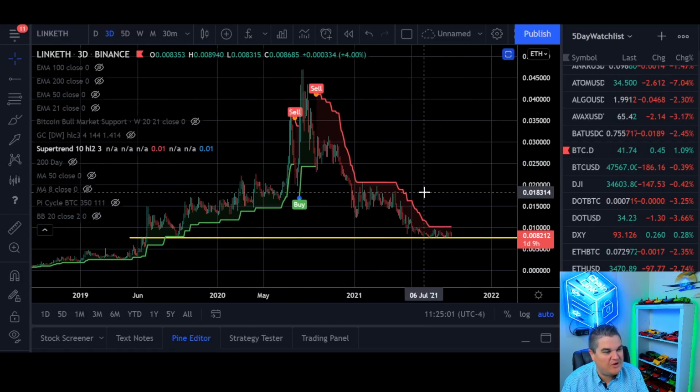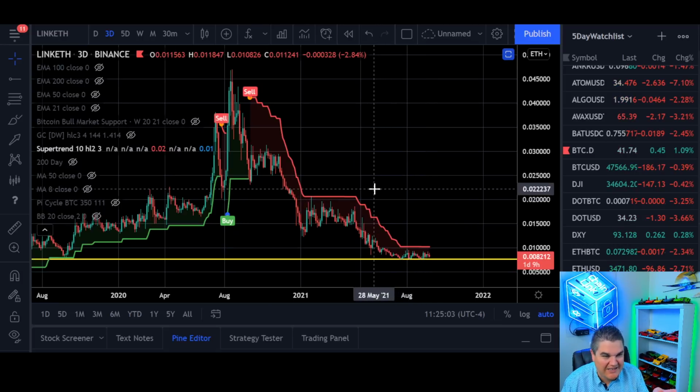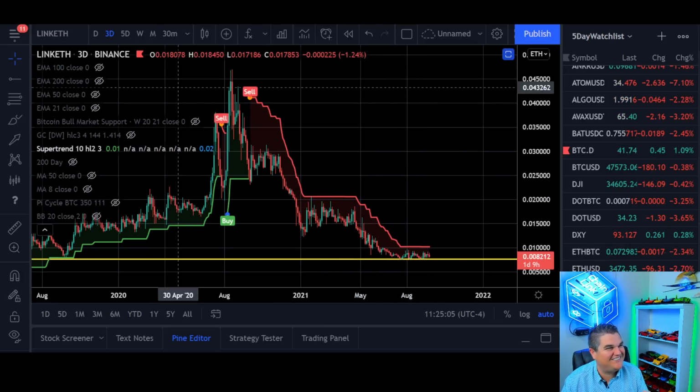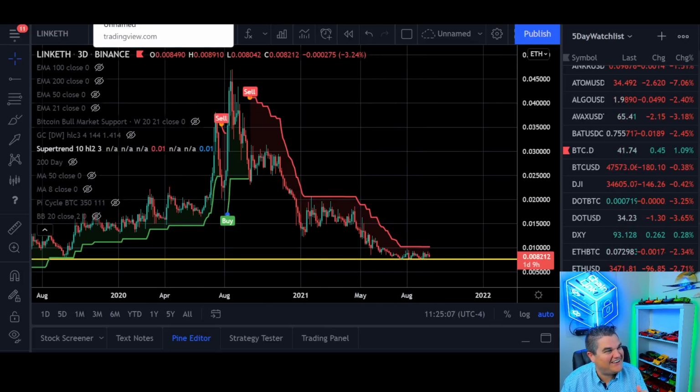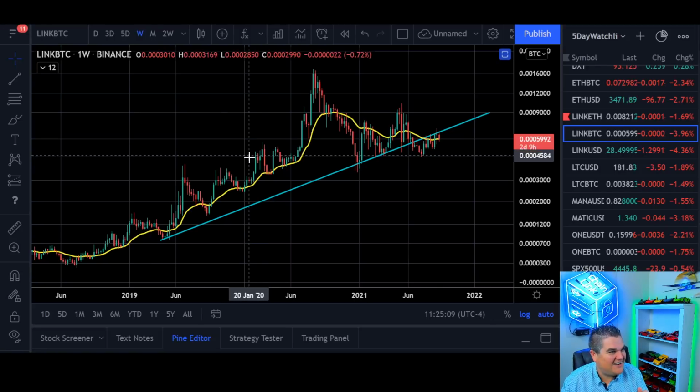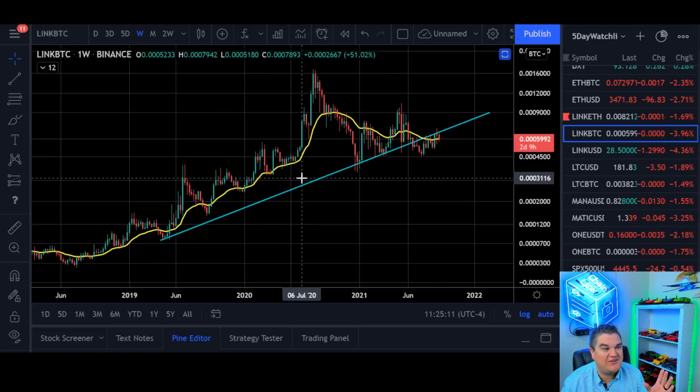But I just thought I would point that out. Now you got something else to look forward to this weekend, a volatility indicator. All right, Link Bitcoin on the big picture.